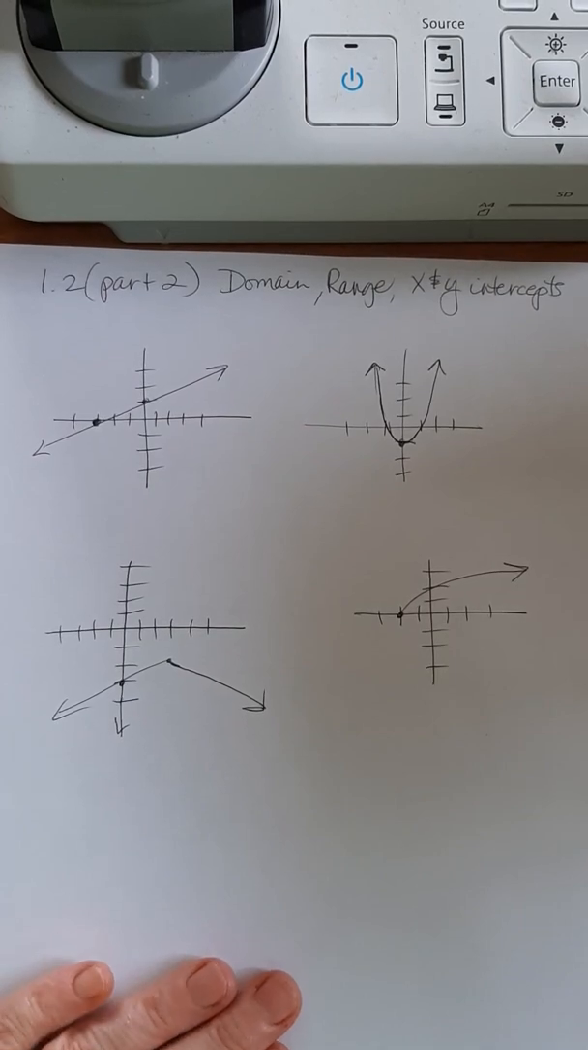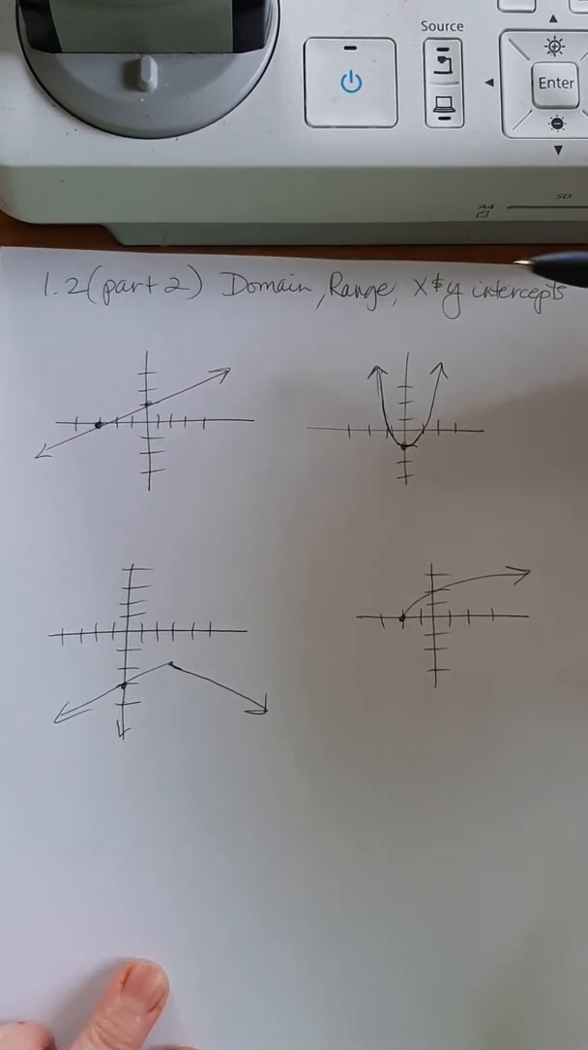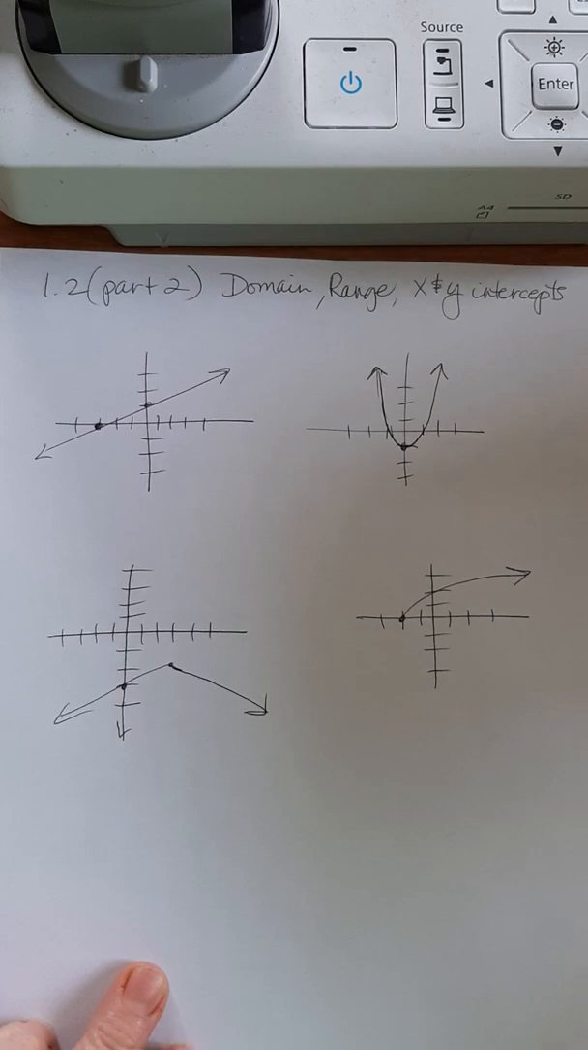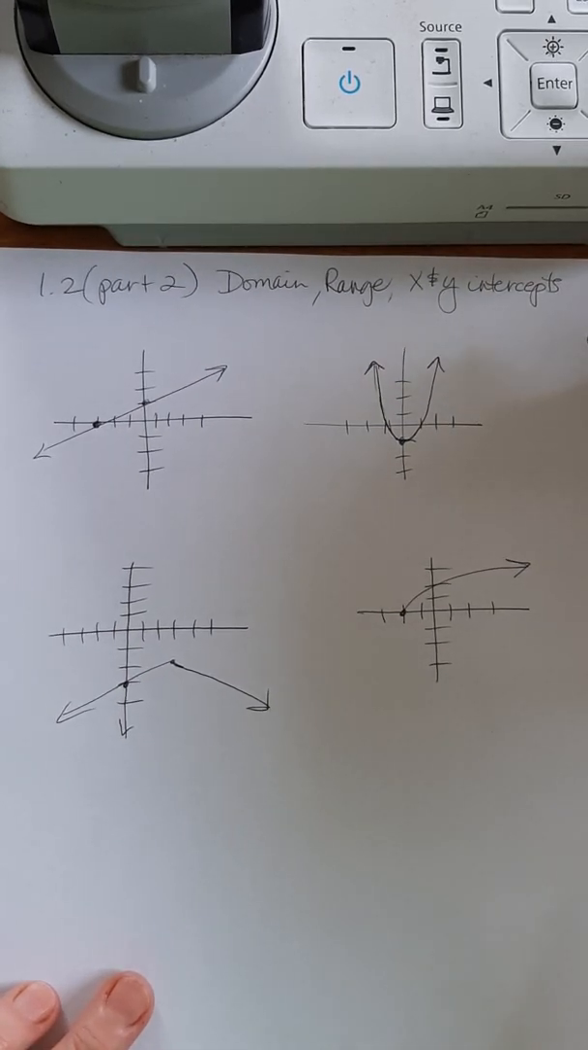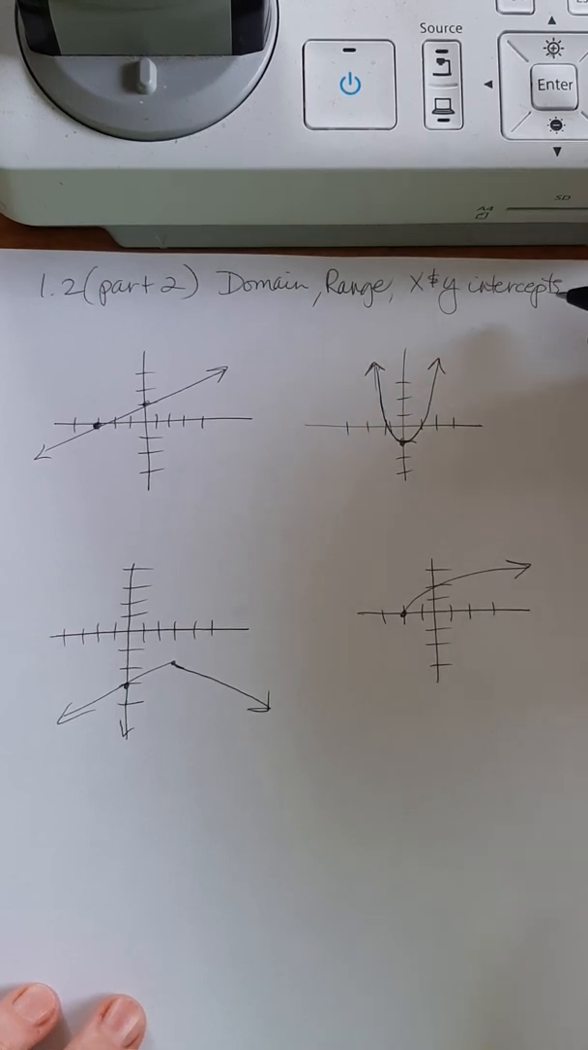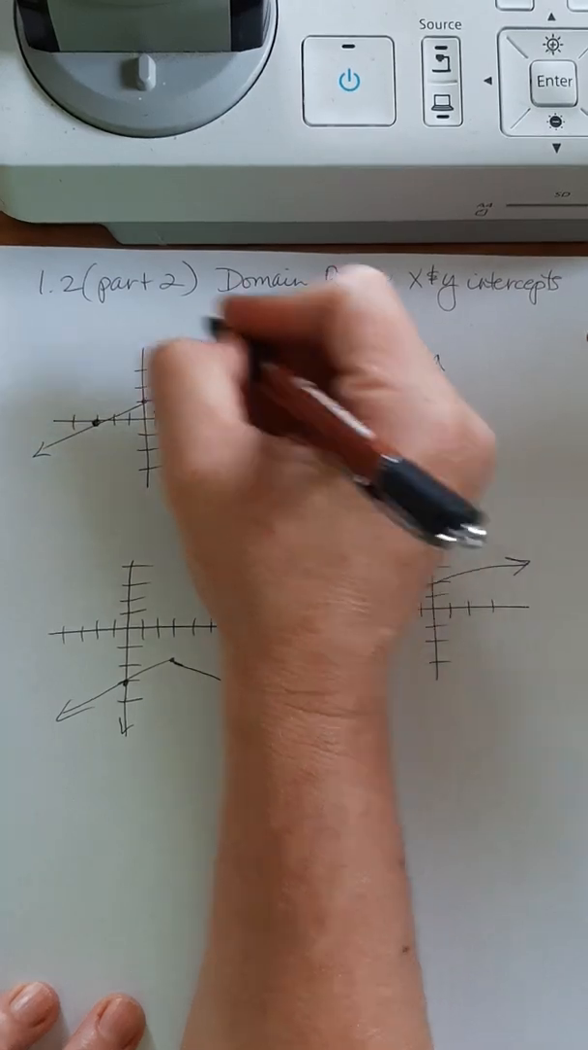Earlier when I was discussing 1.2, I forgot to mention domain, range, x and y intercepts. Now, we'll do x and y intercepts first because that's the easiest. X-intercept is where it crosses the x-axis. Y-intercept is where it crosses the y-axis.